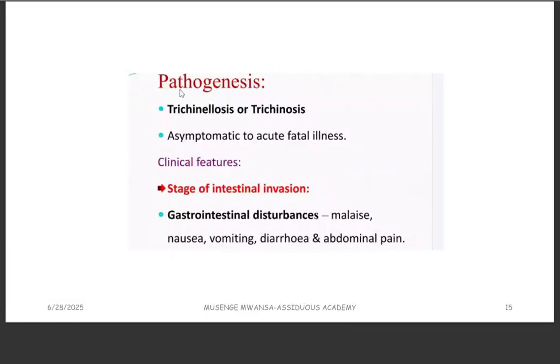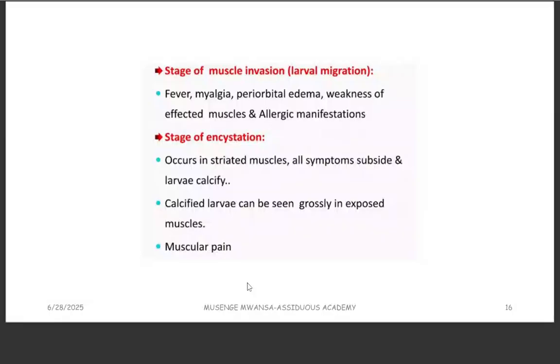So the pathogenesis: the disease caused by Trichinella spiralis is trichinellosis, or trichinosis. It is usually asymptomatic, or you can have acute fatal illness. For the clinical features, you are going to have the stage of intestinal invasion. What are the signs that you are going to see if the intestine has been invaded? Gastrointestinal disturbance, there will be malaise. Someone just feels not okay. They just feel sick, but they can't tell what's wrong. There will be nausea, vomiting, diarrhea, and abdominal pain.